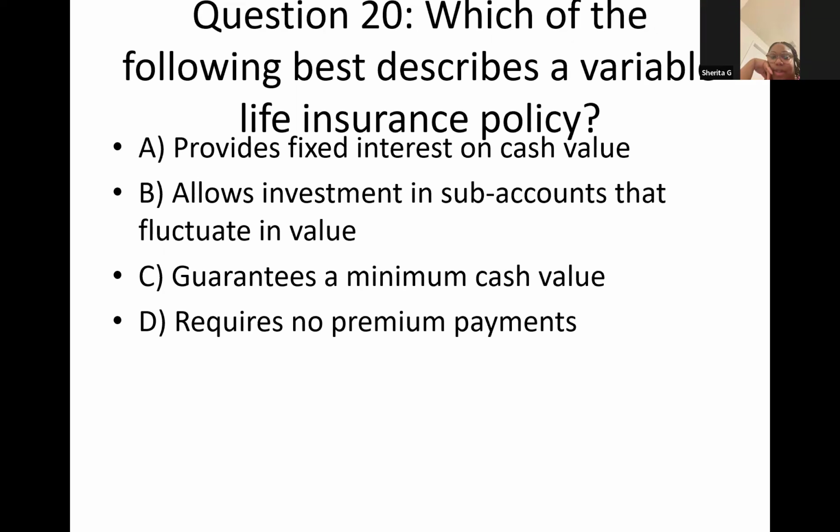Which of the following best describes a variable life insurance policy? Is it B, allows investment in sub accounts that fluctuate in value? Yep, I was just saying that. What did you write in your notes when I asked what word association goes with variable? Investments, mutual funds. Yep. Easy peasy, it takes you two seconds to get it.